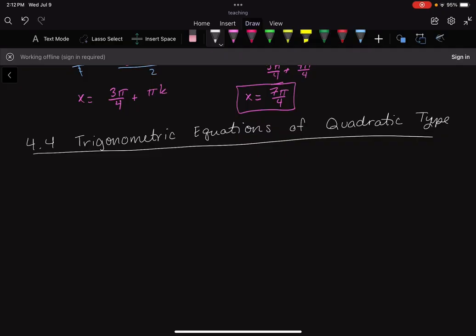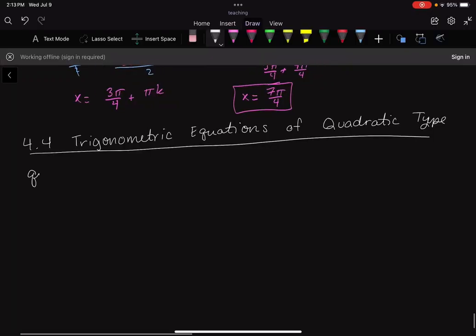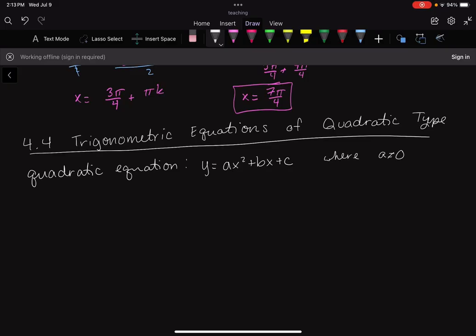This one can be a little tricky for students because first we have to remember what a quadratic equation is. So a quadratic equation is something of the form y equals ax squared plus bx plus c, where the a cannot be 0. That's the basic definition of a quadratic equation. That's what you may have seen in an algebra class or something like that.